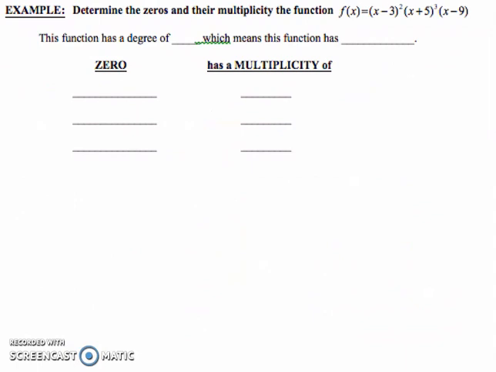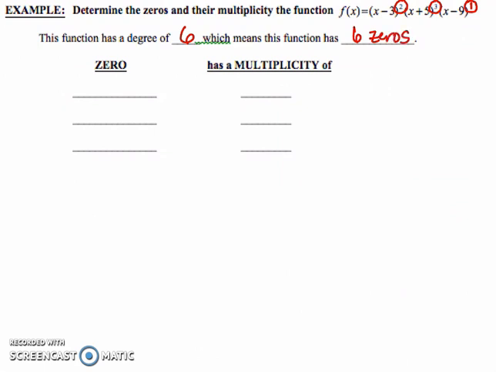In the next example, we're going to talk about multiplicity of zeros and what that means. So we again have a function that's given to us in factored form, but notice some of our factors are repeating, okay? So our first factor has a degree of 2, our second factor has a degree of 3, and our third factor has a degree of 1. So really, we have 1, 2, 3, 4, 5, 6 factors, which means that our function has a degree of 6, okay? So this means that this function has 6 zeros.